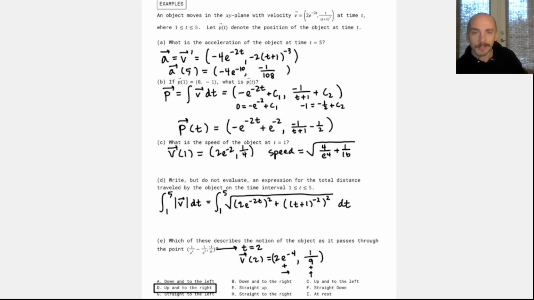Okay. And I think that's all I've got for you. Between this and the previous discussion of derivatives and integrals of vector valued functions, I think that's plenty. That's all you need. Go forward, practice on the examples.